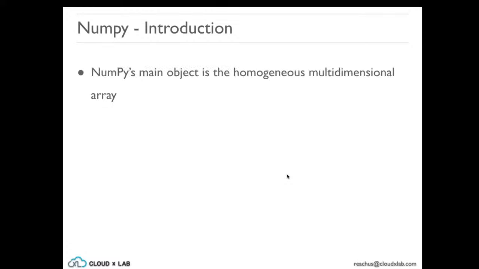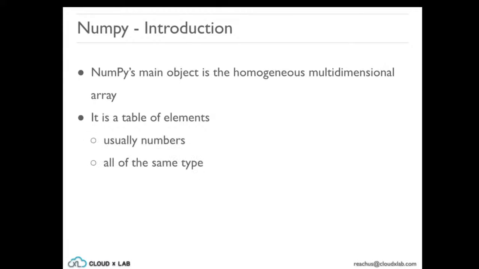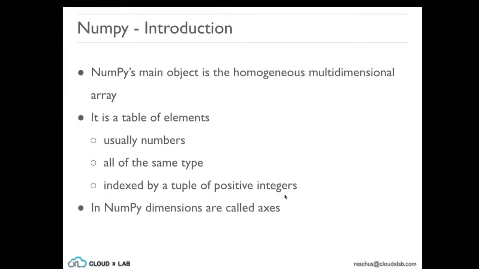So, NumPy introduction. NumPy's main object is a multi-dimensional array. It's like a table of elements, usually numbers, all of the same type typically, and it's indexed by a tuple of positive integers, very much like an array. In NumPy, the dimensions are called axes. That's one little thing. Because it's a multi-dimensional array, there can be multiple dimensions, and those dimensions in NumPy are called axes, and that is important. We will see what that is.